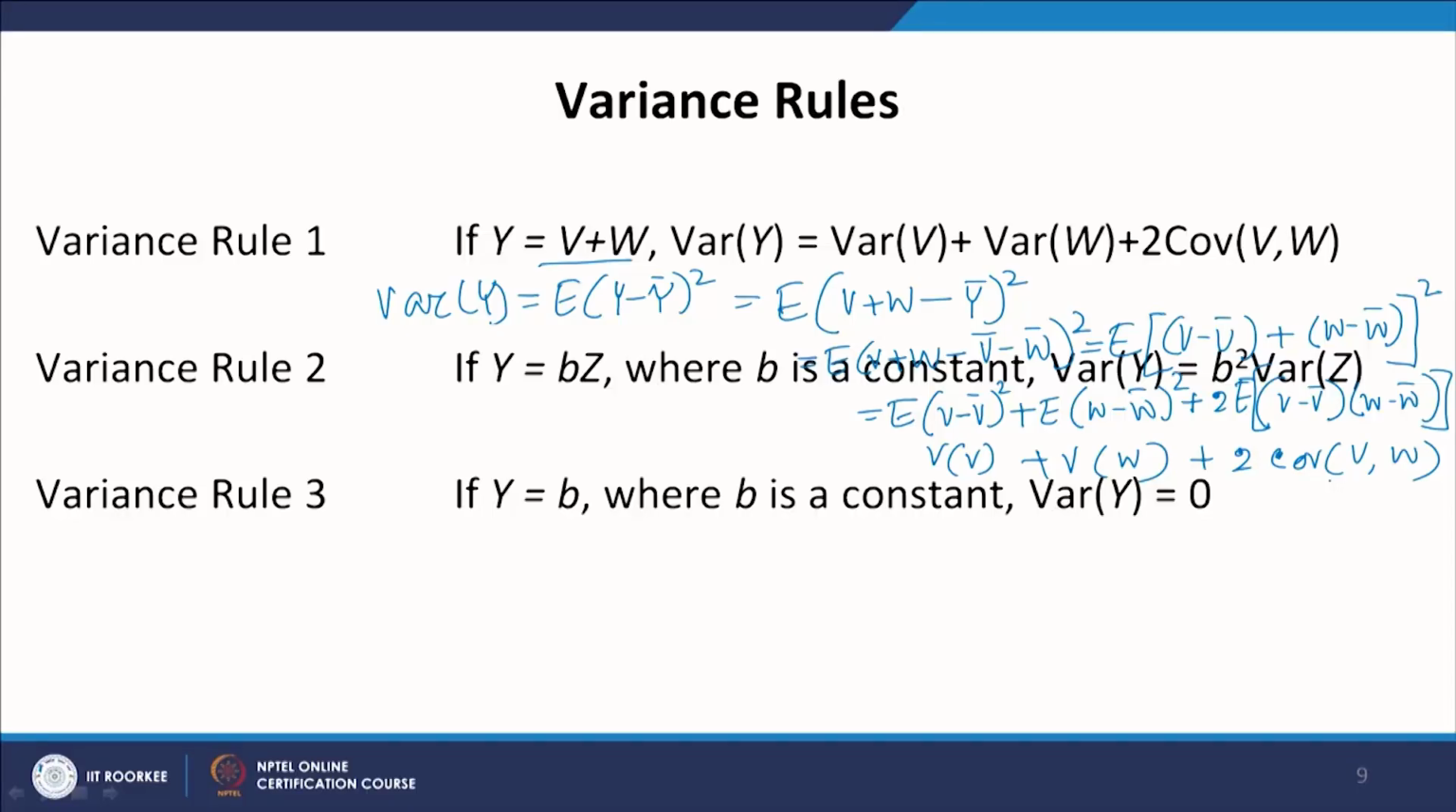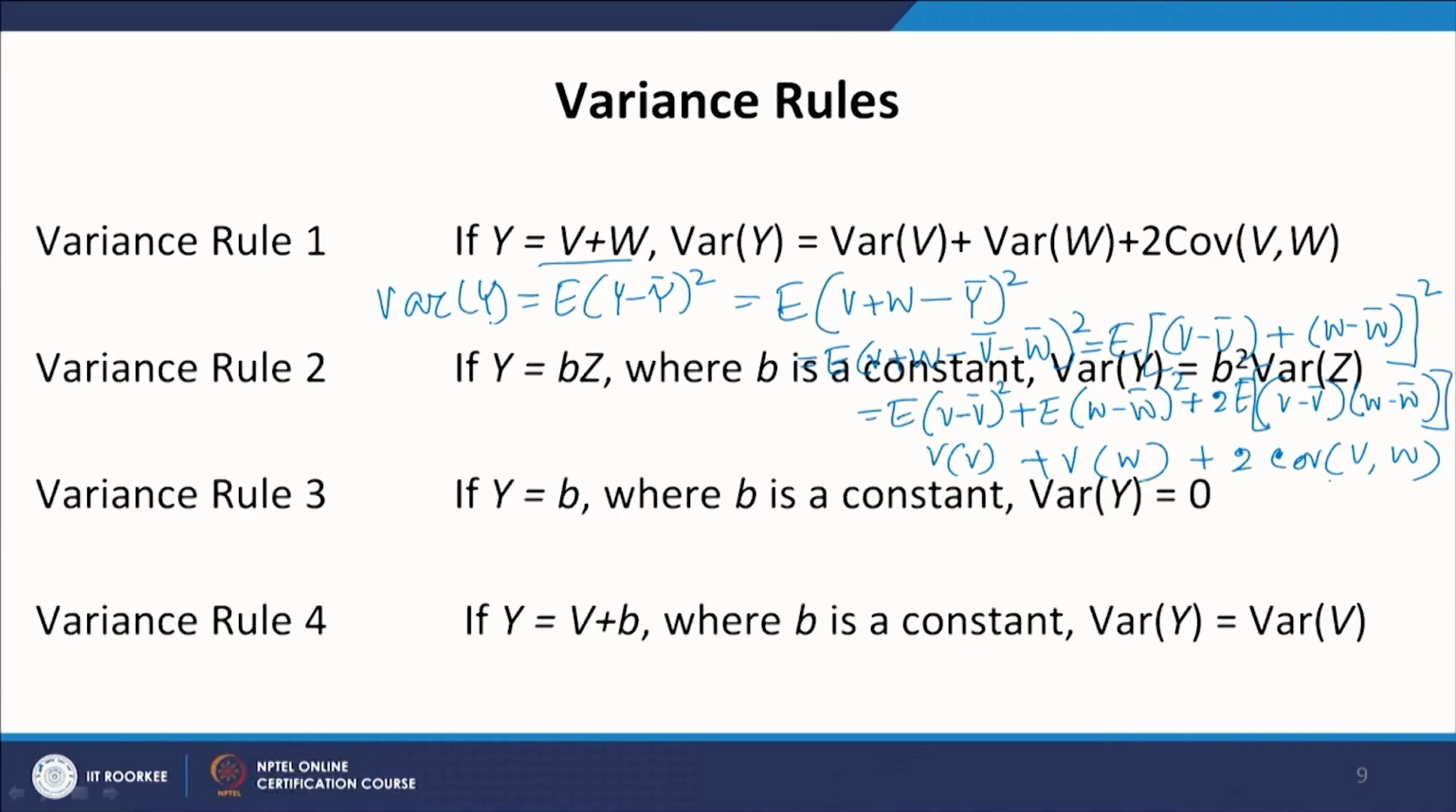And finally, if y equals b, where b is a constant, then variance of y equals 0, which implies that when b is a constant, there is actually no variation. Variance stands for measuring the variations in the observed values of a variable with respect to its mean value. So, if we are considering a constant, a number, then it does not have any variation. So, its variance will definitely be 0.